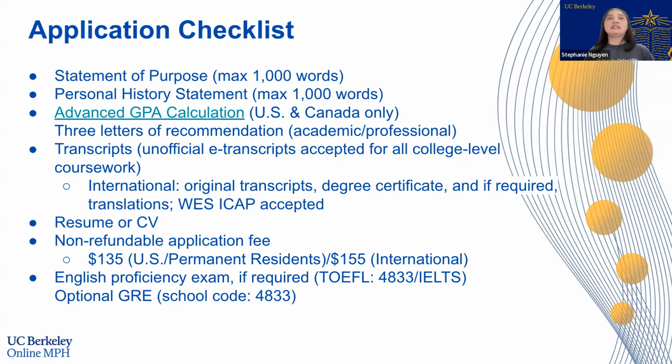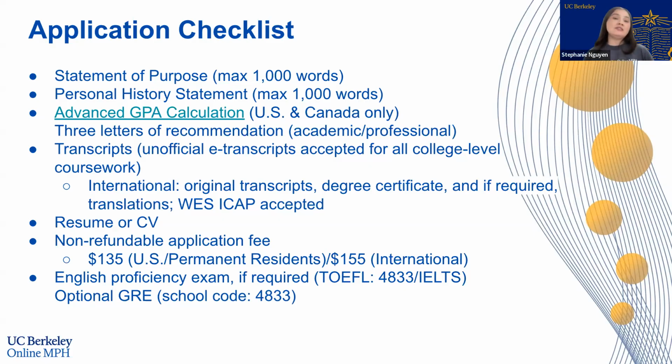For international applicants, we ask for your original transcripts, degree certificate, if it's not on your transcripts directly. And if required, you may need to submit WES ICAP translations as well. We ask for your resume or CV, whichever you use for your employer. And we have a non-refundable application fee. So $135 for US permanent residents and $155 for international applicants.